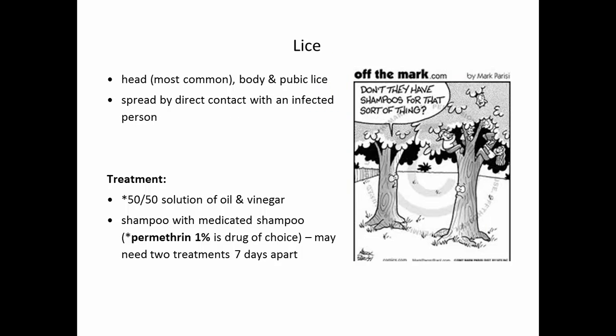Lice is probably the most common parasitic infection, and if you're working with kids in any capacity, then you're likely to run into lice at some point or another in your career. Again, lice don't fly, they don't jump, they're spread by direct contact. They can crawl very fast, about 23 centimeters a minute, which is quite fast for something that small. Usually they're spread when kids put their heads together when they're playing, or they share hats or dress up costumes or things like that.